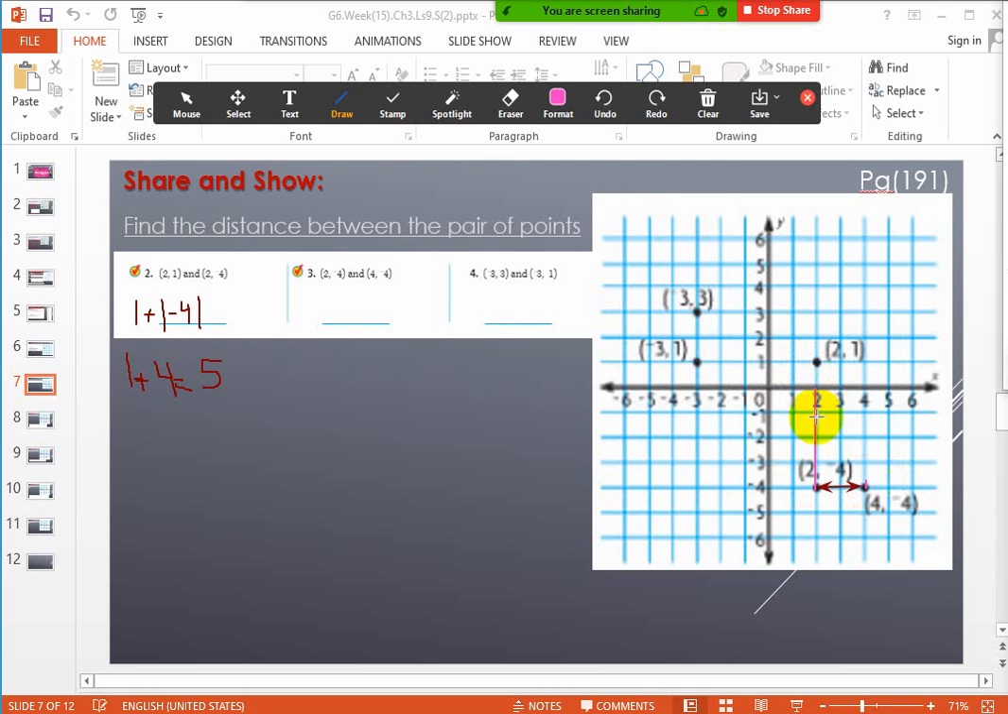Now, that means this is the distance from this point to the y-axis, right? What about the x for the second point? This x is 4, right? This 4 means the distance between this point and the y-axis is 4. Yes, not negative 4. So this distance is 2, this distance is 4. I want to find the distance between those 2 points. What do I have to do here?